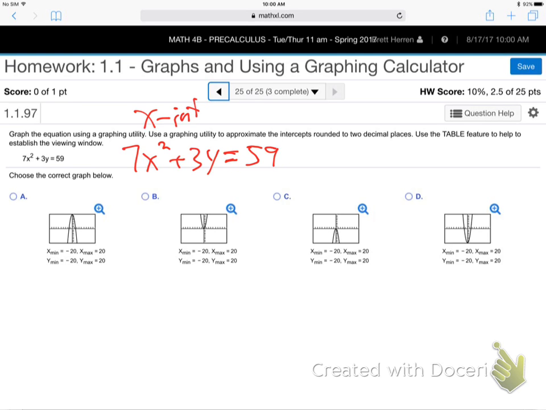Oh, wait, are they asking? No, they just want the graph. They just want the graph? Oh, my mistake. They just want the graph. Yeah, so you know how to find the graph, right?